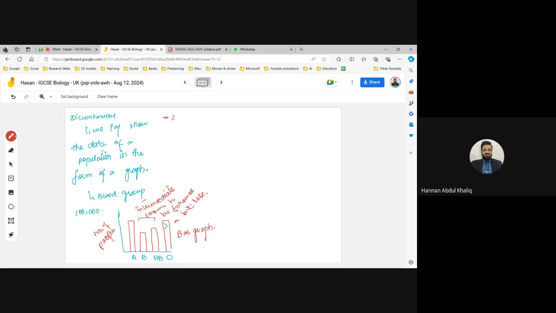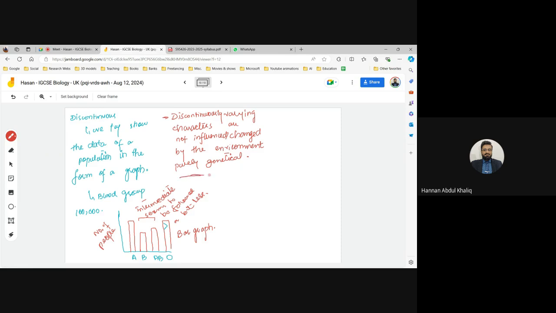Another very important thing is that discontinuously varying characters are not influenced or changed by the environment. They are purely genetical. You cannot change the blood group due to an environmental reason. You cannot change whether you can roll your tongue or not due to an environmental reason. So discontinuously varying characters are not influenced or changed by the environment. They are purely genetical. So this is another difference.